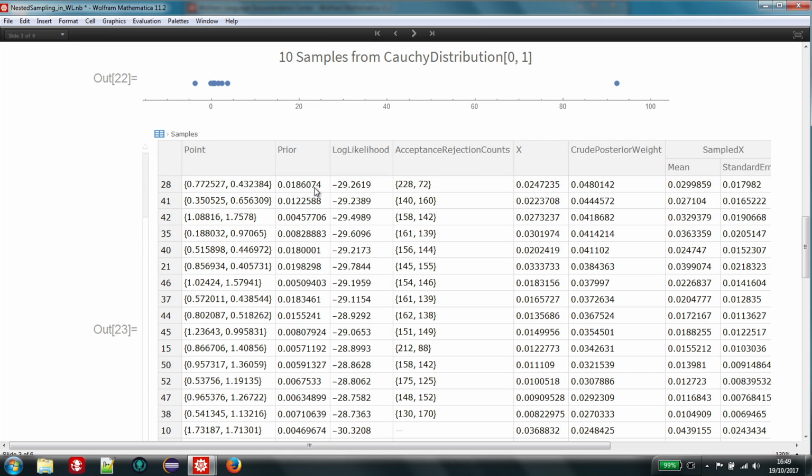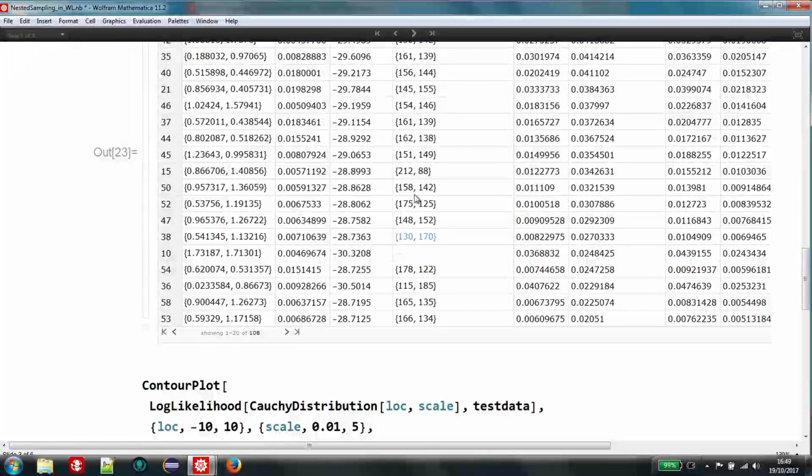It tells me how likely that point is as a prior. It gives me the log likelihood. And it gives me weights. And these weights are what allows you to calculate the evidence, basically.